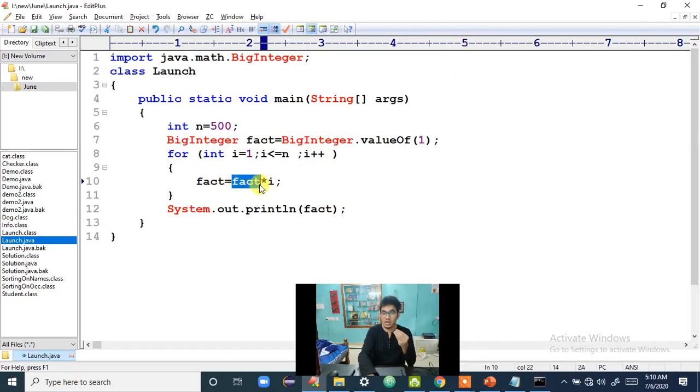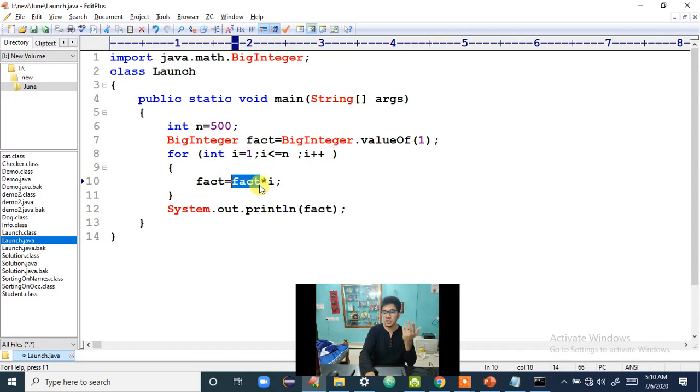Don't you think fact is an object now? Fact is an object because it is pointing to a big integer. That big integer is a class, and that class means object here. So you are trying to multiply one object and a number. An operation between two different types is not possible. I is of what type? Integer type. Fact is of what type? Big integer type. Operation between two different types is not possible.